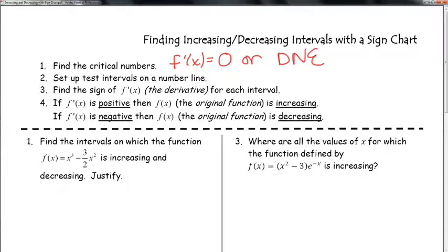The next thing we're going to do is set up test intervals on a number line. So we're going to create a number line and then write our critical numbers on those number lines. We're going to find the sign of f prime, the derivative, for each interval. If f prime is positive, then the function is increasing. If f prime is negative, then the function is decreasing.